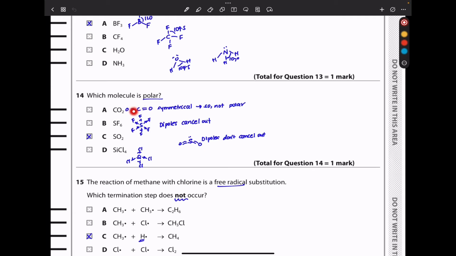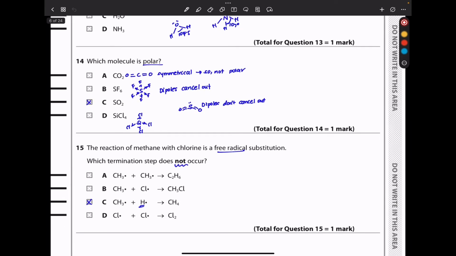We see carbon dioxide. The bond is polar, however it's symmetrical, so that whole molecule is non-polar. Here we have polarity, but the dipoles do cancel out, so that is out. In here, the dipoles don't cancel out, so the answer is going to be C. Sulfur dioxide is going to be polar.